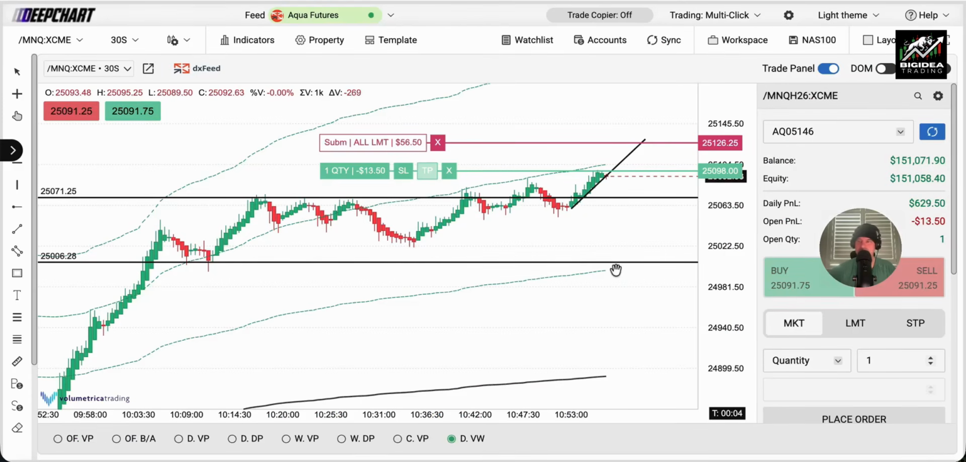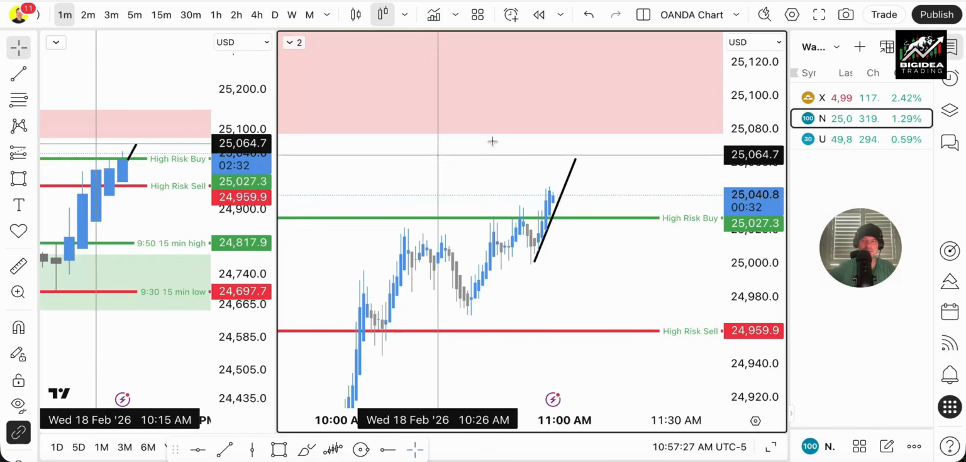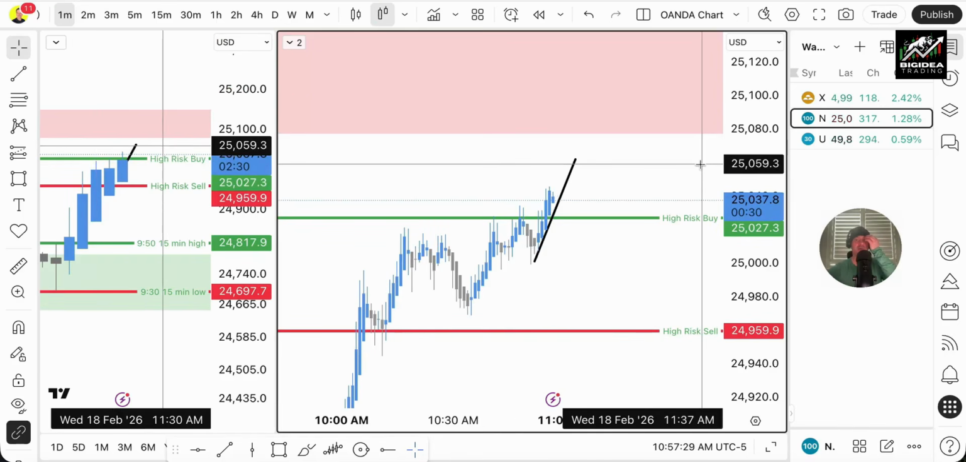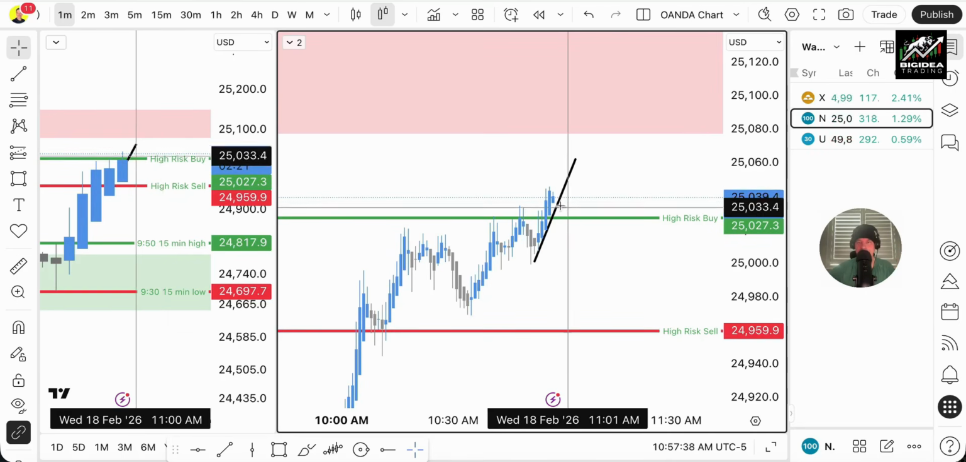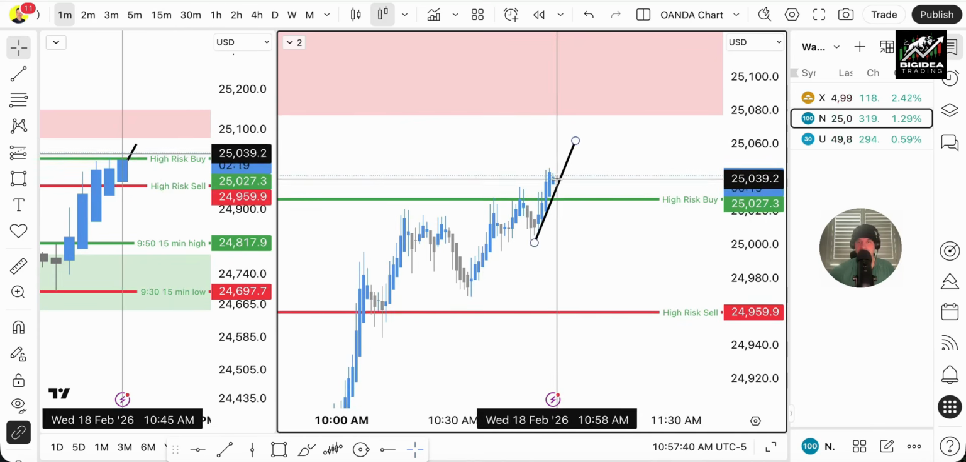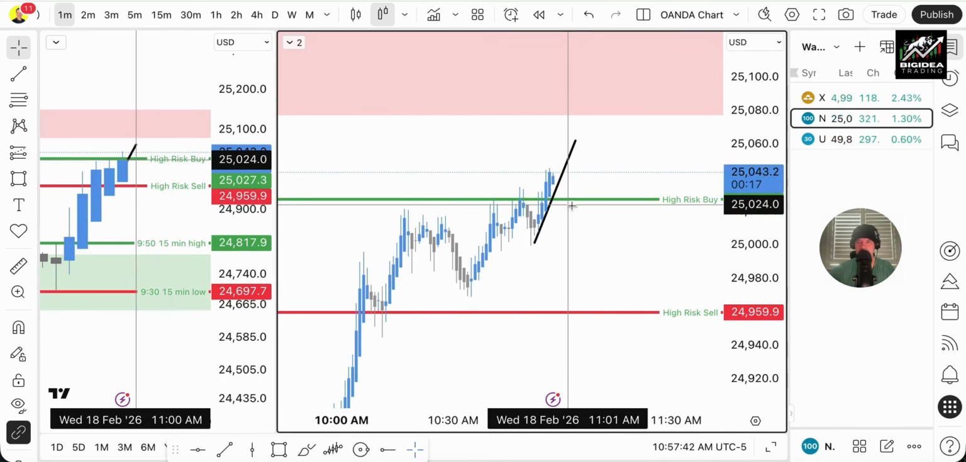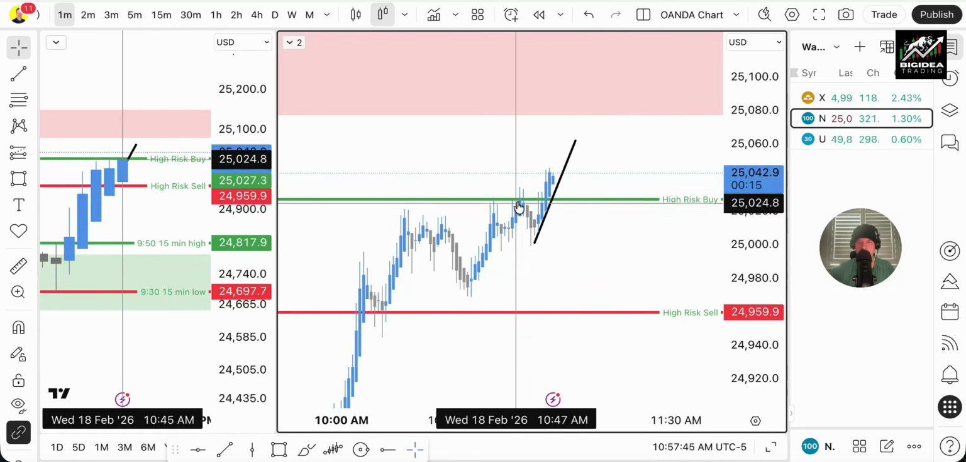To make that back would be cool, but you don't want to trade like that, guys. You don't want to get into trades thinking I'm trading because I want to make it back. You want to get into trades because the setup's presented to you and it's a good setup. So let's hope here that we don't come down and break this line again and then go back up like it did here, right?